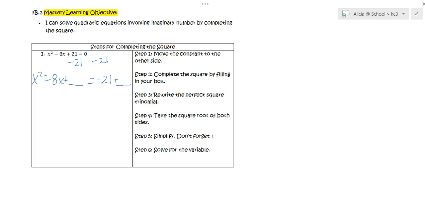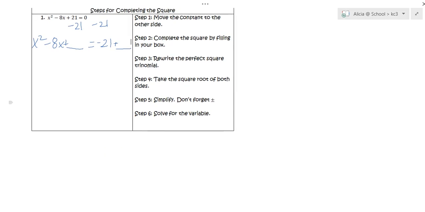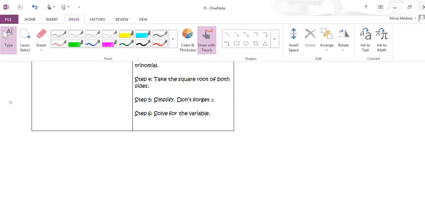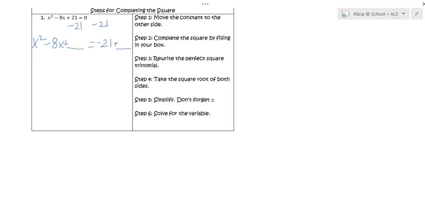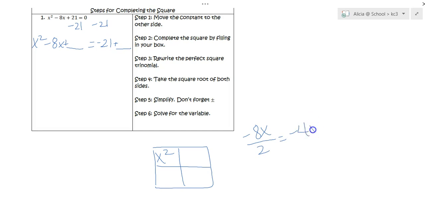So I'm going to do the work over here on the side, so we can see what's being done, but I don't want to ruin the steps that I currently have. So step 2, it says complete the square by filling in your box. What that means is that we have our Punnett square box, right? We have to look for our x squared, which is what we know. We have that minus 8x, so that is what I'm going to be dividing in half. So negative 8x divided by 2 is a negative 4x.